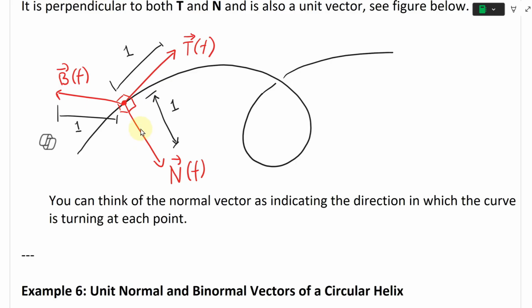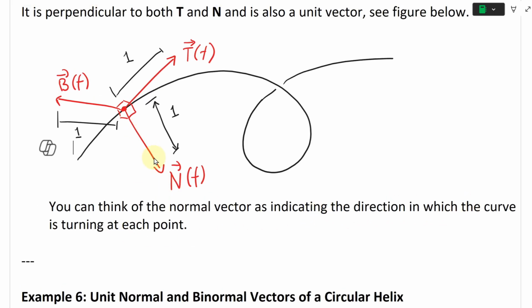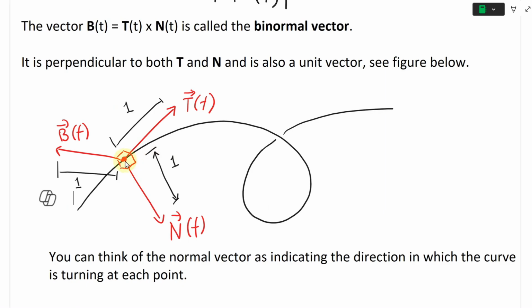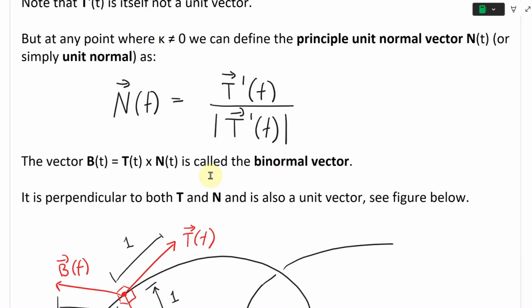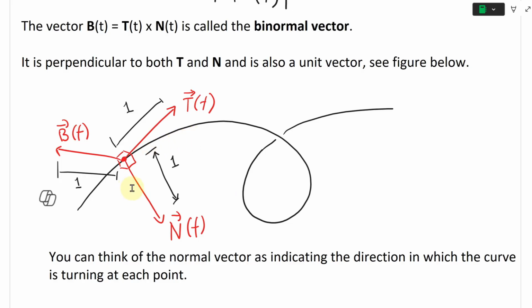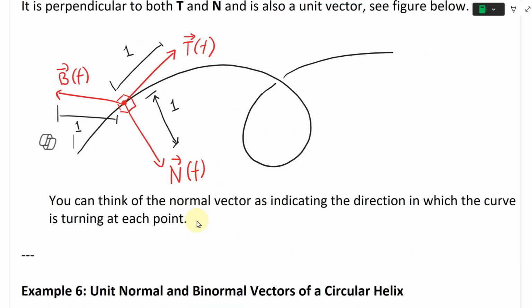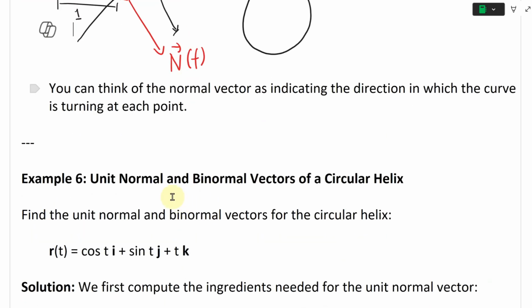So you can think of the normal vector right here as indicating the direction in which the curve is turning at each point. That's an interesting thing. The normal one is always on the inside of the curve. That's quite fascinating. I'm not 100% sure why, but it's probably just that the positive direction is the inward curve. So that's something to think about. Anyways, we'll see if that arises in example 6.